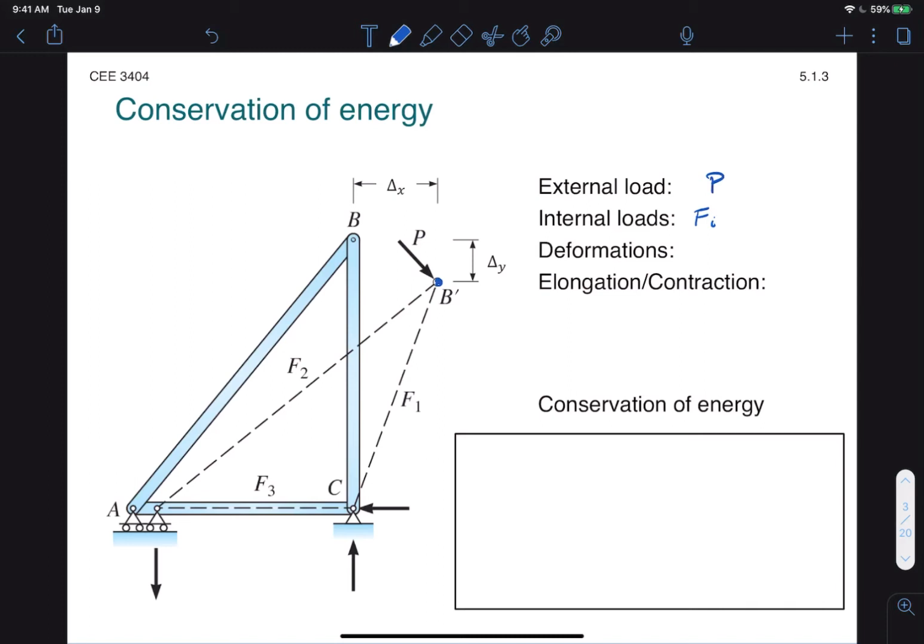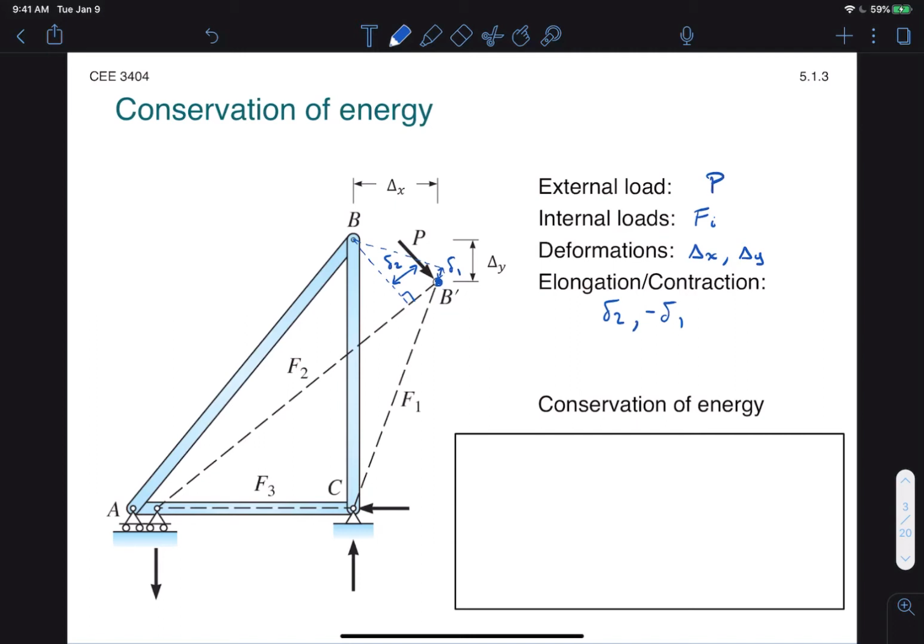So we'll refer to external deformations using the variable big delta, and we'll use subscripts X and Y to denote the direction of the deformation, and we'll use the variable little delta to refer to elongations and contractions. So for example, member 2 is elongated by an amount little delta 2, and member 1 is contracted by an amount little delta 1. And we'll use a negative sign for contraction, positive sign for elongation.